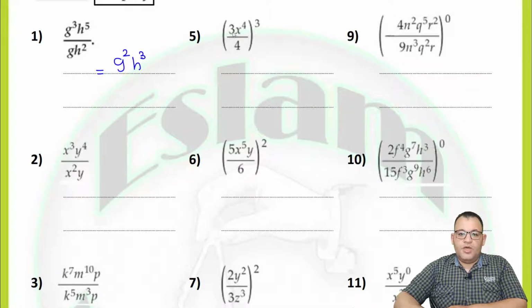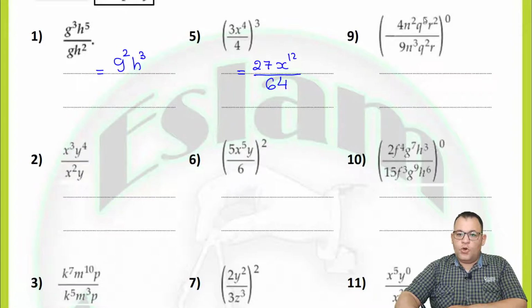The next one, 3x to the power 4 over 4, all to the power 3. Just we distribute the power. 3 to the power 3 equals 27. x to the power 4 to the power 3 will be x to the power 12, because we multiply the power. Over 4 to the power 3, which equals 64.